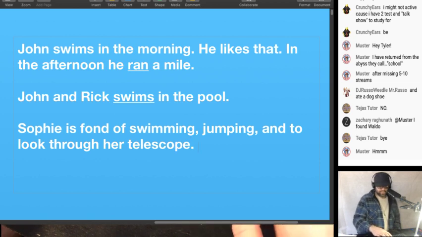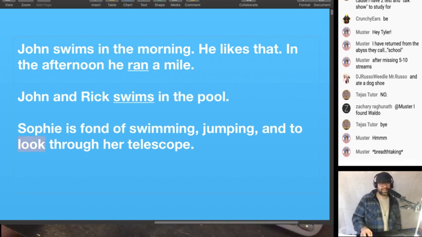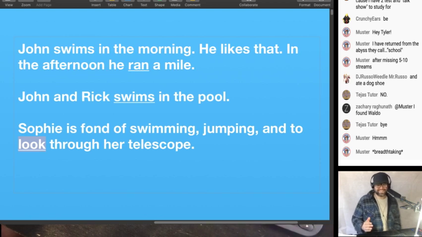All right. So they would give you a sentence like this, and they'd underline the word look, and they would expect for you to be able to fix it, right?